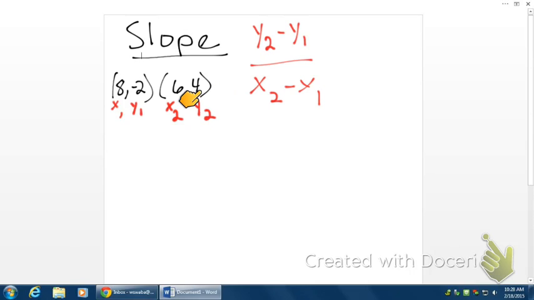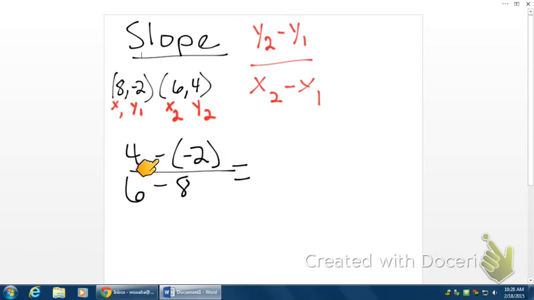So just plug it in this formula. My y2 is my 4, so that goes right there. My y1 is my -2, put that in parentheses. My x2 is a 6, and my x1 is an 8. Now up here, 2 negatives become positive. 6 minus 8 gives me a -2. Now, can we simplify this number? Yeah. 6 divided by -2 gives me a -3.